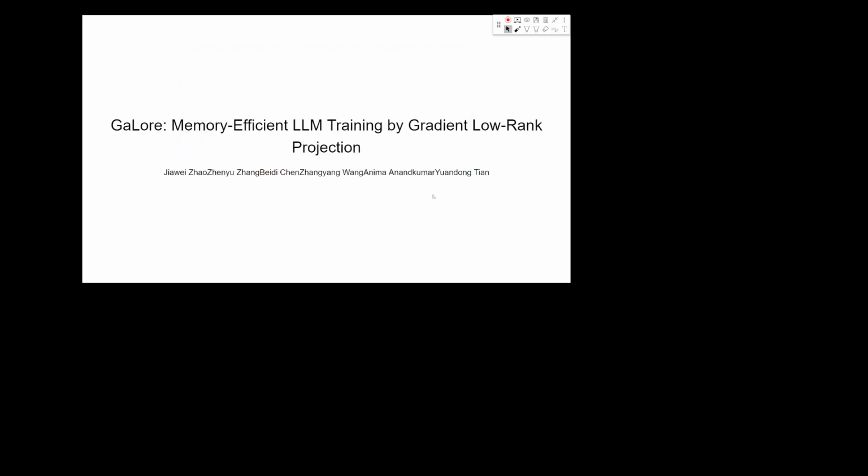Today we will discuss a paper called GaLore, which is a memory-efficient LLM training method using the gradient in low-rank projection. This is a method to do memory-efficient training, so that we could train LLM models on a consumer GPU card, which has only 24 GB of memory. The way we implement it is by using the gradient in low-rank projections.